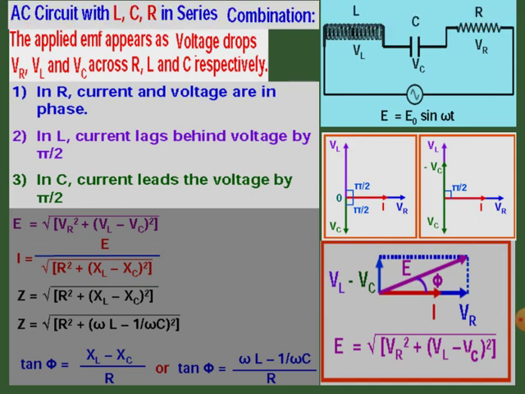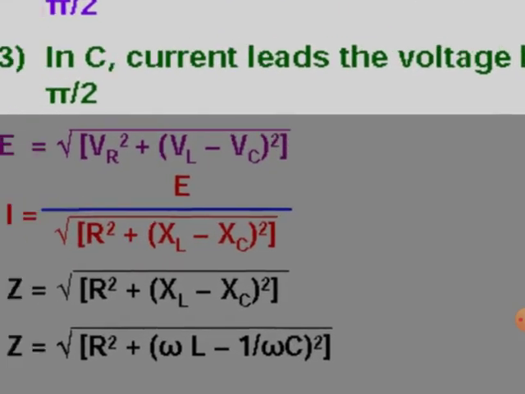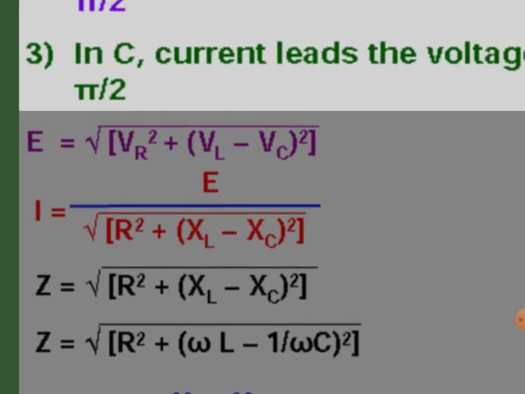Now if we want to find out the instantaneous current, it will be EMF divided by impedance. Voltage divided by resistance will be equal to current. So in our case, the resultant instantaneous EMF divided by impedance will give you your instantaneous current. That is your impedance written here.